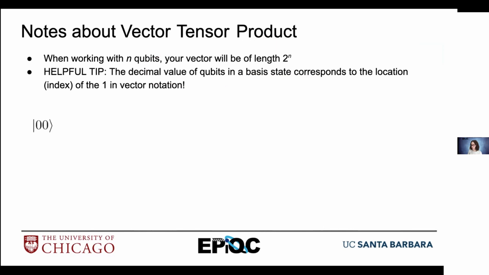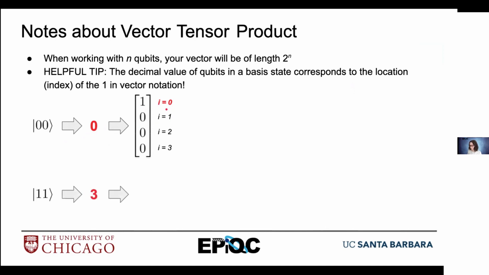So this is for basis states. Let's try that out. If we have ket 0, 0, and we're trying to discover what that would look like in vector notation, well, we know that 0, 0 is equal to 0 in decimal, and the 1 is placed at the 0 index. Let's try that again with 1, 1.